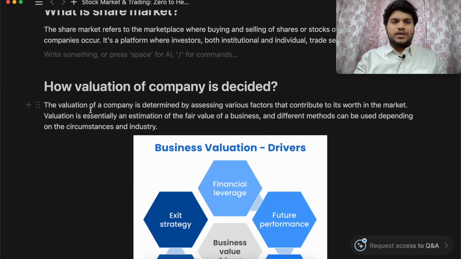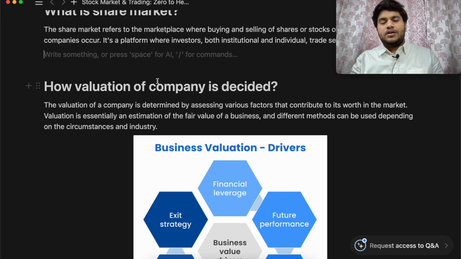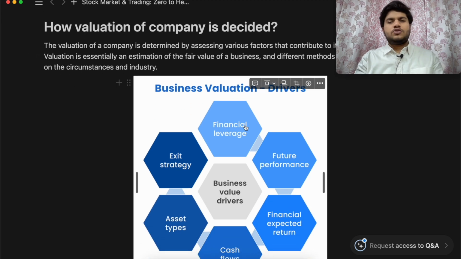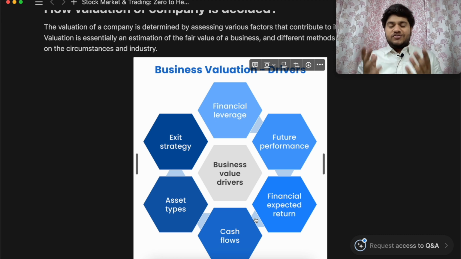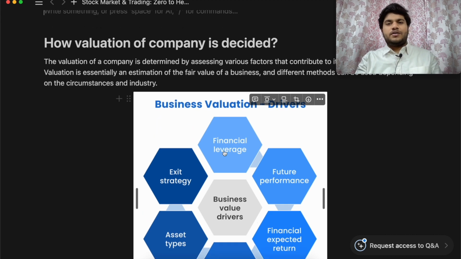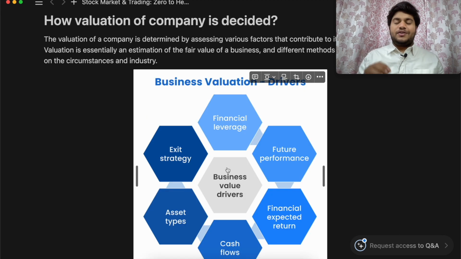So now let's understand how valuation of a company is decided. Valuation of a company is determined by various factors. And the chartered accountants in the company do an audit and they finally calculate how much the company is worth accurately. Like, what is their financial leverage, what are their assets, what is their expected financial return, what will be their future performance, what is the cash flow, is the company in profit or in loss, and all the assets, all the strategy of the company. This is how the valuation of the company will be decided. So the valuation of the company can be increased or decreased as it performs.